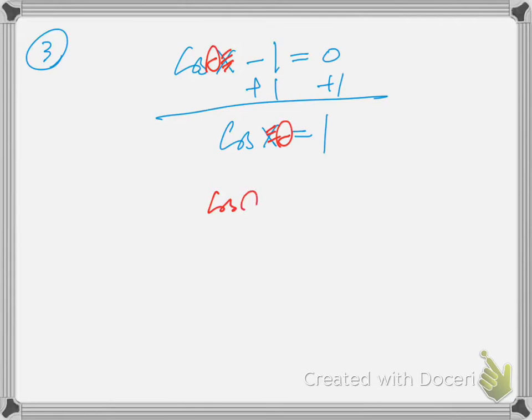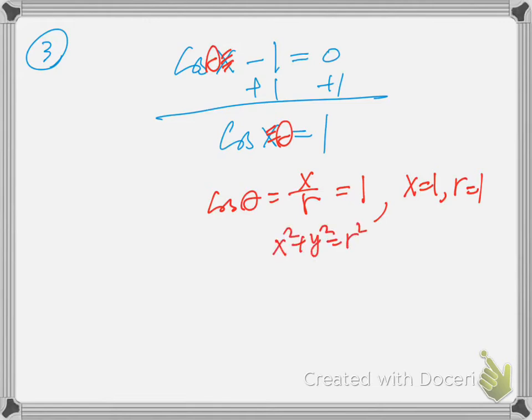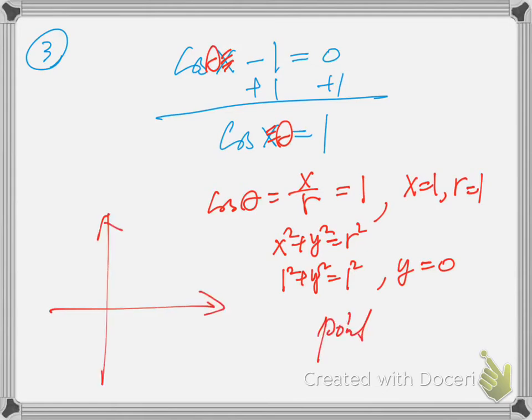Okay, so now cosine theta is x over r. So what do we got? X is 1, r is 1. Right, so Pythagorean theorem, you can see x squared plus y squared is r squared. So 1 squared plus y squared is 1 squared. So y is 0. So we get our point P, x comma y. This is 1, 0. This is our point P.